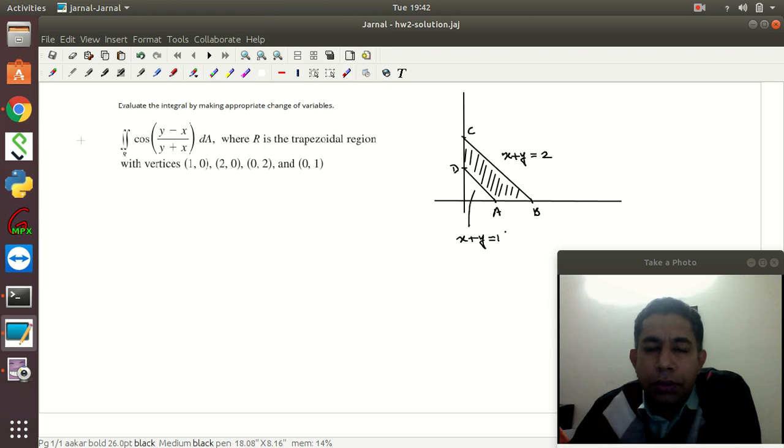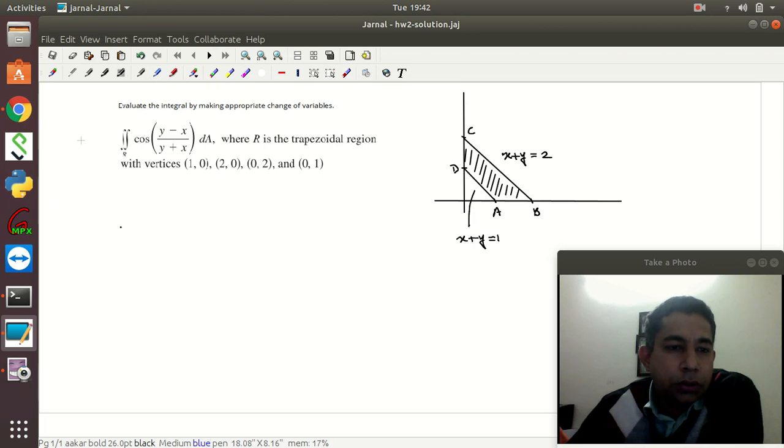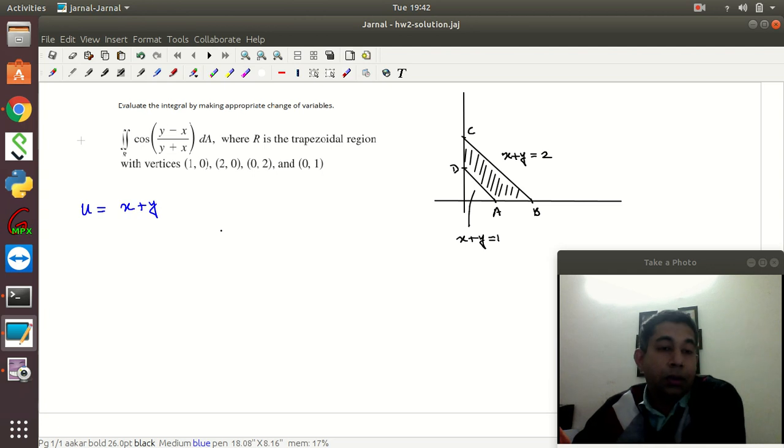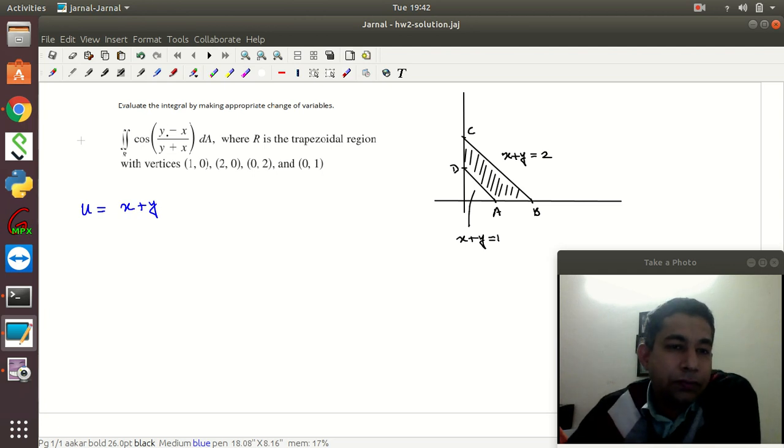Then decide on what the change of variable should be. So one change of variable should be that in this trapezoid, x plus y should be going from 1 to 2. Okay, so one change of variable is easy. So we can easily take u is equal to x plus y. The other change of variable is not really that obvious. But you see that I have cos of y minus x over y plus x.